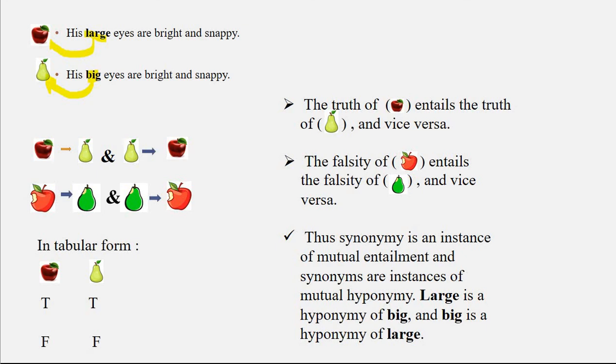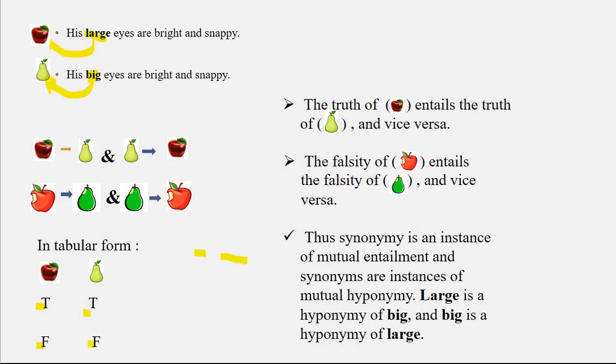If something is big, it means it is large. If something is large, it is big. So the truth of one of the synonym words entails the truth of the other. The falsity of, for example, large entails the falsity of big, and vice versa. If something is not large, that thing is not big either, and also the opposite. For this reason, synonymy is an instance of mutual entailment. I mean, if one of the synonym words is correct, the other one is also correct. If one of the synonyms is not correct, the other synonym is also not correct.